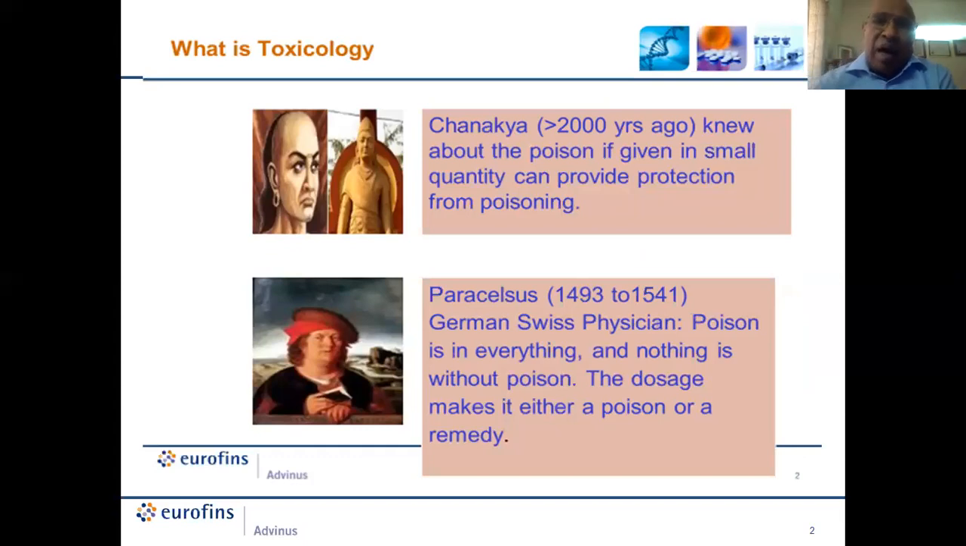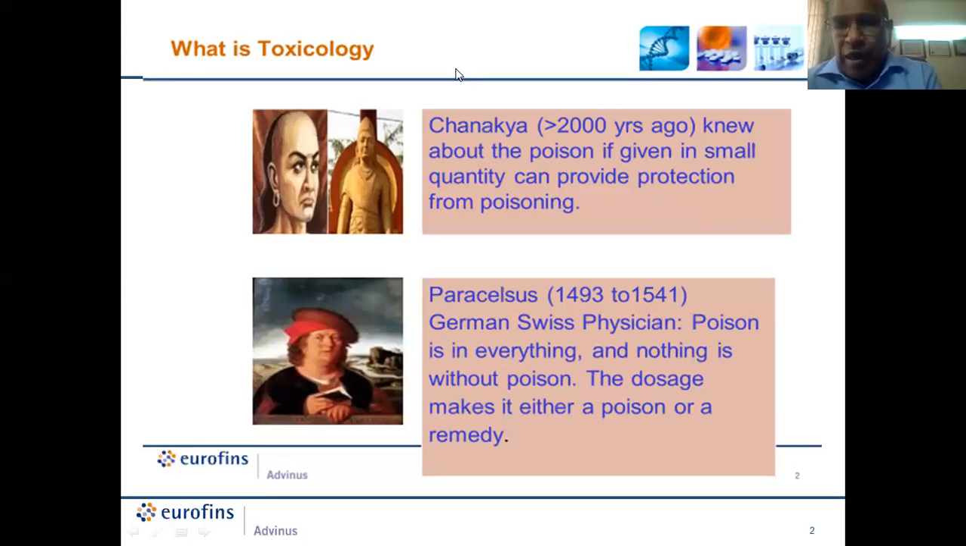Toxicology has been known in India over 2000 years ago, unlike other countries. Chanakya, over 2000 years ago, knew that poison, if given in small quantities, can provide protection from poisoning. It's a matter of dose, although he did not use the word dose in those days. But the concept of dose was introduced in the 15th century by a scientist named Paracelsus.